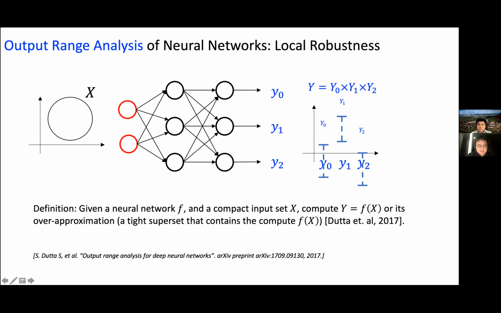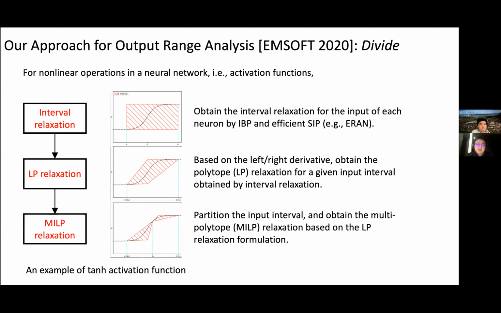This can be formalized as: given a neural network and the compact input set X, typically around a particular input, we want to compute the output Y, or at least have an over-approximated bound of it. Now, this problem has been studied in the literature in the last several years. A variety of approaches have been proposed. For instance, you can use a fairly efficient interval relaxation method, basically trying to approximate each nonlinear activation function with the input and output bounds. Very intuitively, you can think of this as approximating the activation function as a sort of rectangle.